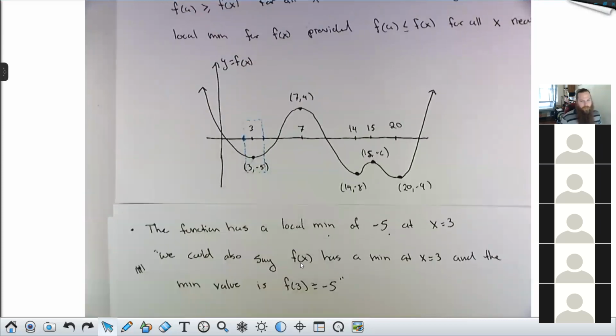So what is the min? The min value is -5. It's the output from the function there. Where is the min? The min occurs at, or is at, 3, and that's an x value. So where does the thing happen? We're always asking for what x value. What is the thing itself? We're asking what's the y value, and here that's -5. Is this making sense?